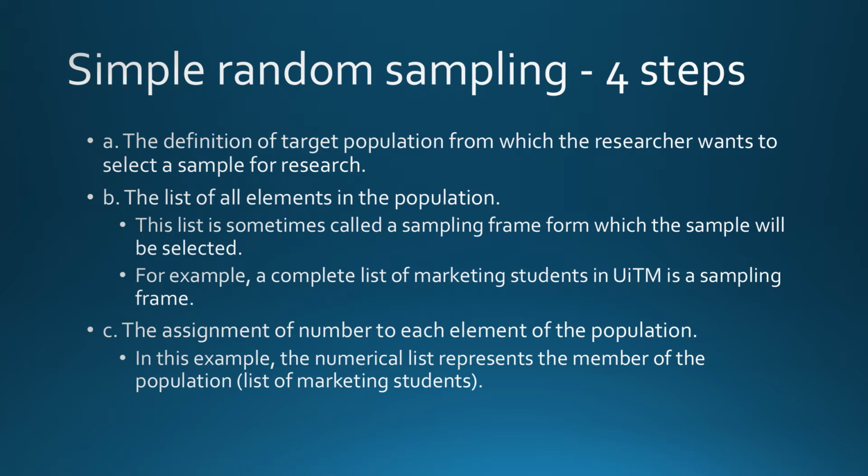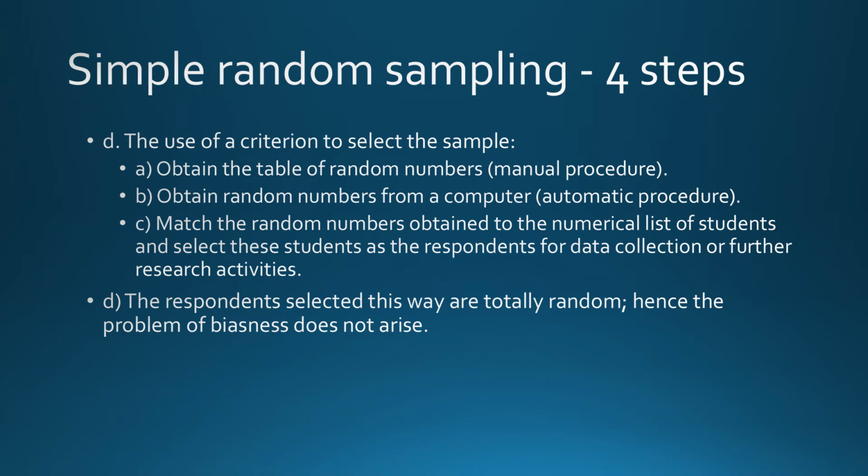C. The assignment of number to each element of the population. In this example, the numerical list represents the member of the population, list of marketing students. D. The use of a criterion to select the sample.